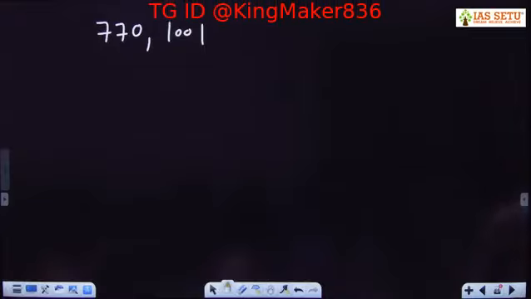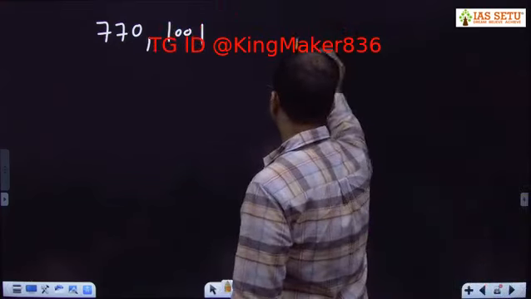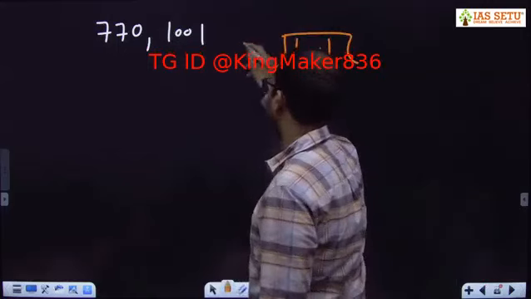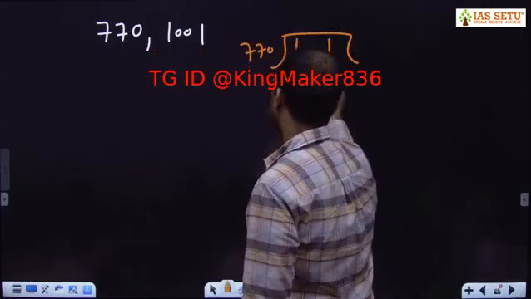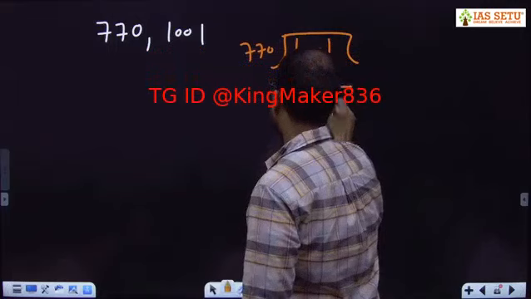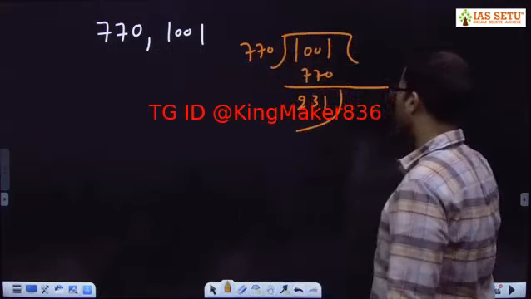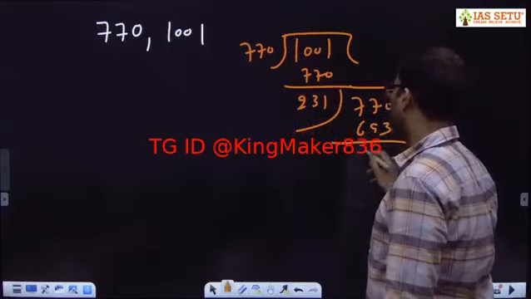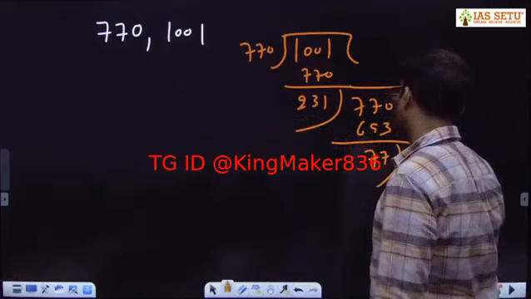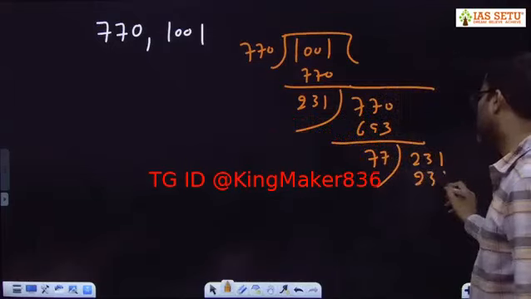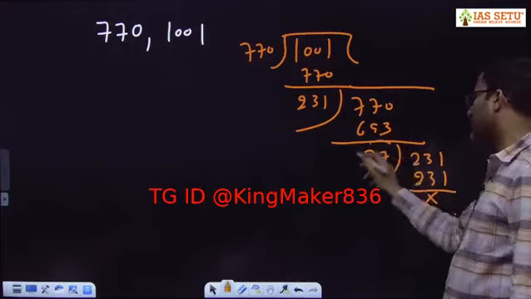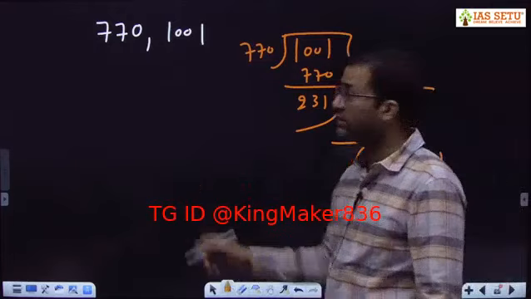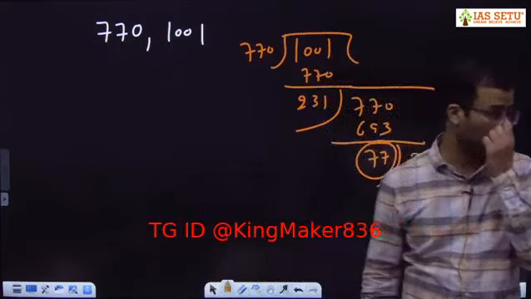Done. What is your answer? So now here 1001, we try to divide by 770. This is 770, remainder 231. It becomes the next divisor for 770. 231 3s are 693. Now your remainder is 77. 77 3s are 231. So your last divisor is 77. So our HCF of these given numbers is 77.